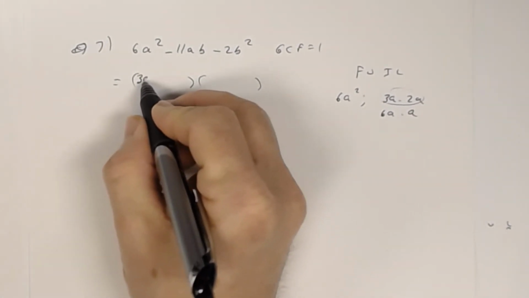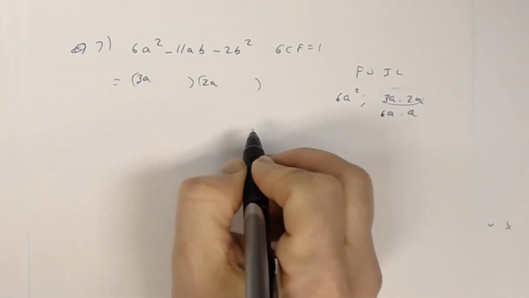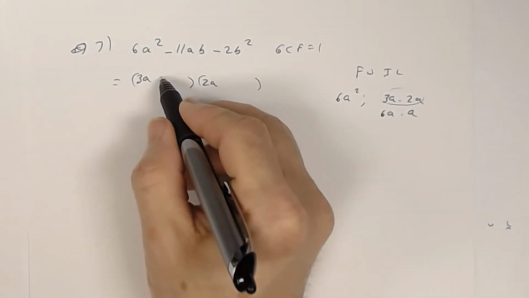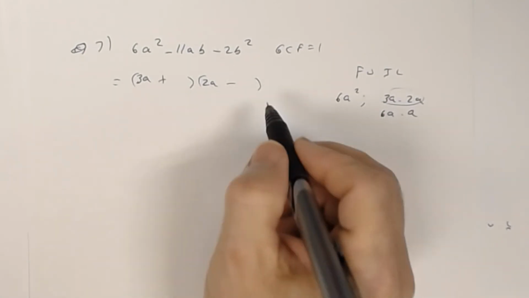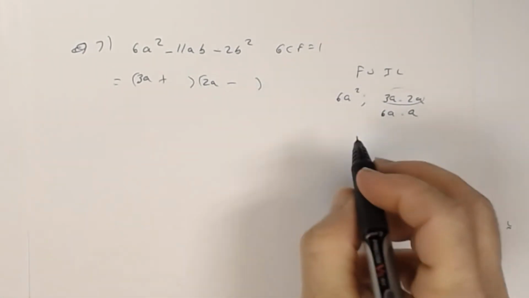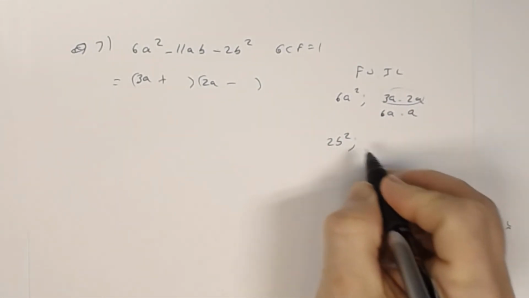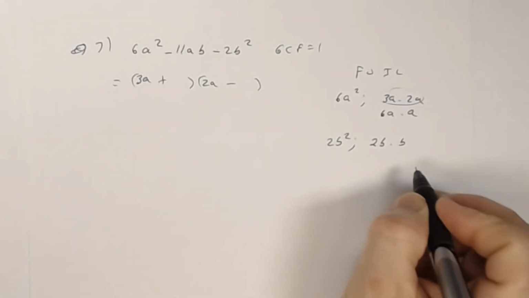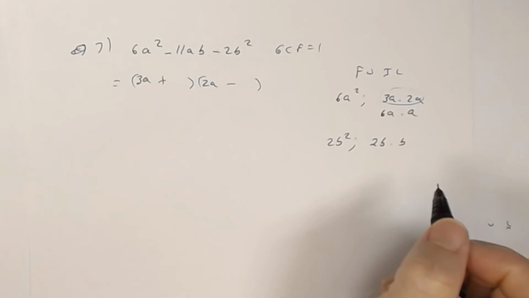So we have 3a, 2a. The last sign's negative. So let's put the positive here, the negative there. If that doesn't work, we'll switch them. All right, now let's talk about 2b squared. For 2b squared, we have 2b times b. That's the only possibility because 2 is prime.